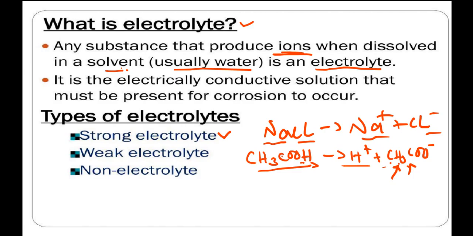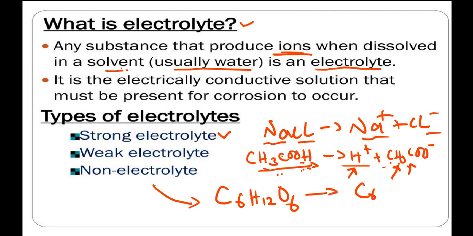Okay, it does dissociate partially because we're only forming one hydrogen ion, but we have four hydrogens in the chemical formula. Okay, and then we have non-electrolytes, for example glucose, water, sugar. When you dissolve this sugar in water, nothing will happen. It will just remain the way it is. It will just be sugar. It won't dissociate into ions. So that is a non-electrolyte because it does not form any ions.